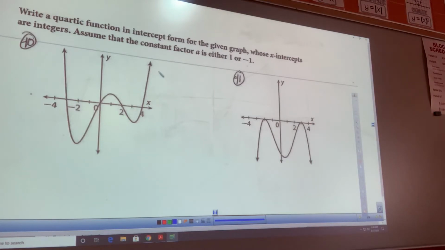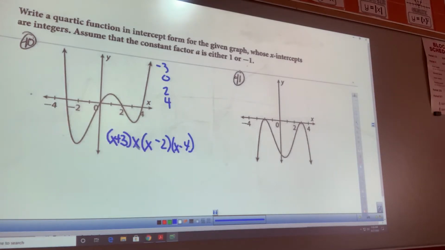What you have to do is look at your roots. So here we have a root at -3, at 0, at 2, and at 4. So we need to turn these into factors. So I have x plus 3, x is 0, so just x, and then x minus 2 and x minus 4.